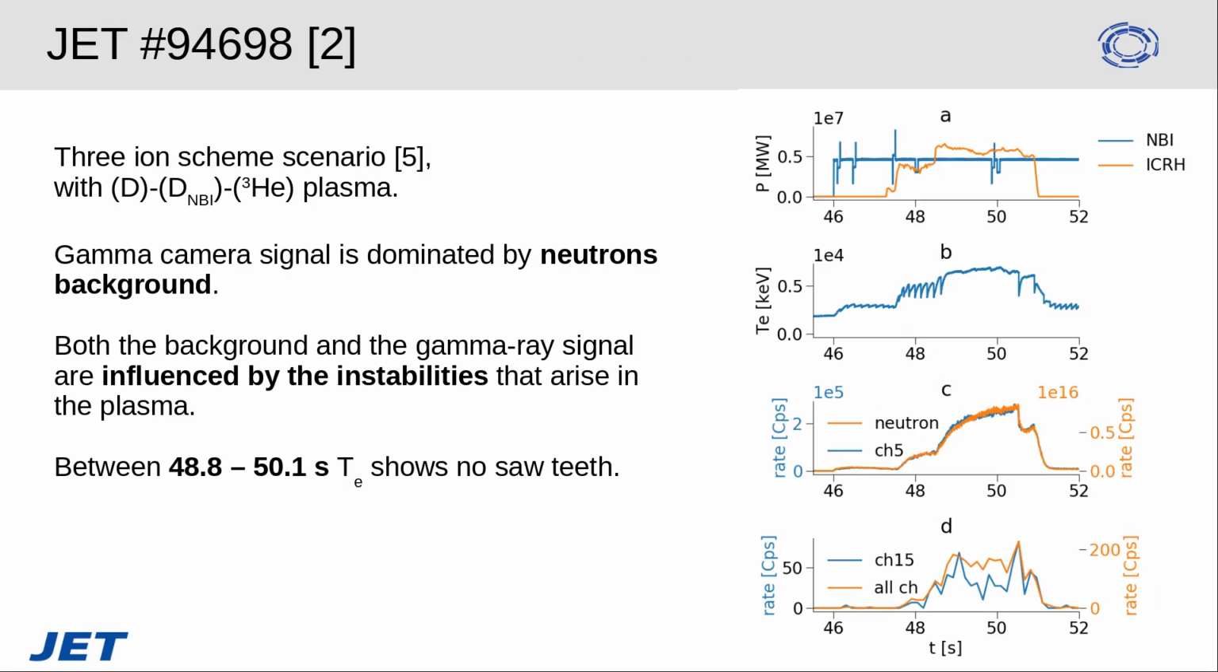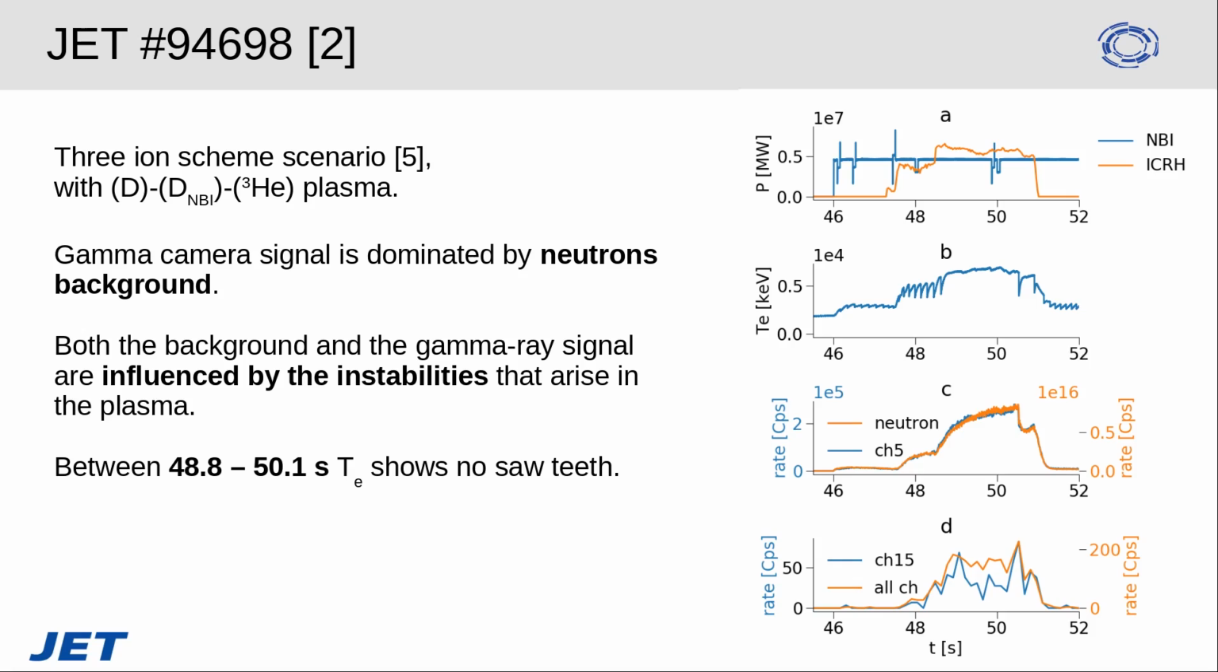In this work we present the tomographic reconstruction of a shot in which the 3-ion scheme scenario for radio frequency heating has been studied. The plasma was composed by a mixture of deuterium and helium-3, and there was a minority composed by fast deuterium accelerated by NBI, which was the target of the radio frequency.